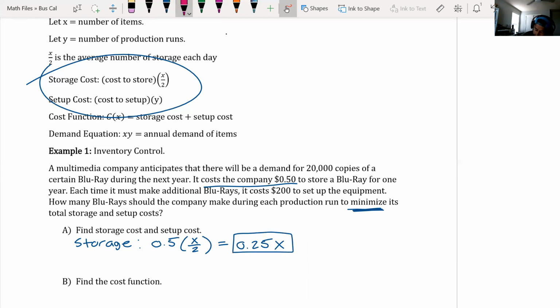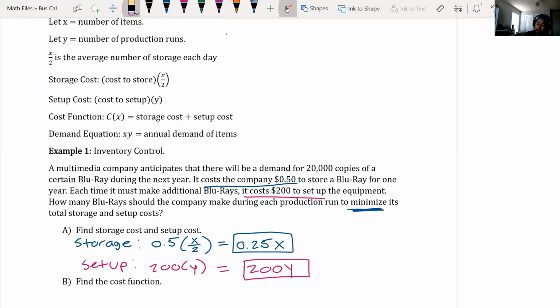Okay, next is setup cost. Setup cost is the cost to set up times Y. Well, in this problem, it says that every time we make more Blu-rays, it costs $200 to set up the equipment. So this is going to be 200 times Y, which is just 200Y. Okay, there's storage cost equation. There is setup cost equation.